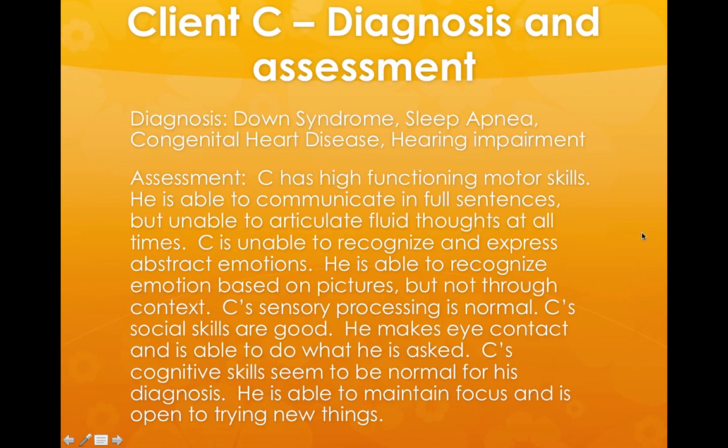His diagnosis and assessment: he does have Down syndrome. He also has been diagnosed with sleep apnea, congenital heart disease, and he does have hearing impairment. And the hearing impairment is the primary focus of music therapy. He is high functioning in his motor skills. He's also able to communicate in full sentences, but the articulation is difficult for him, partially because of the hearing impairment, partially because of the Down syndrome.